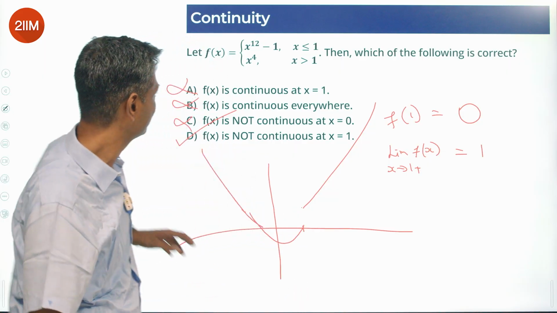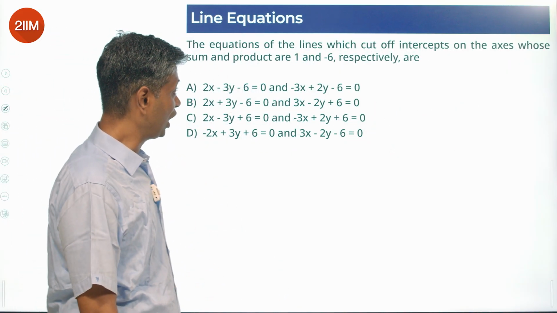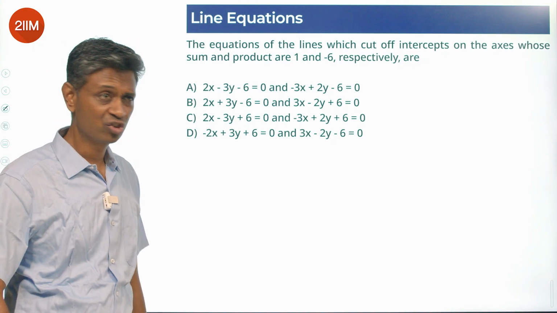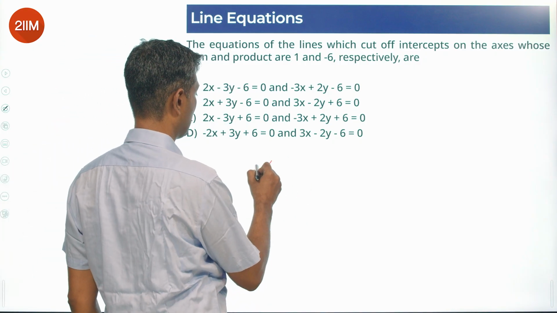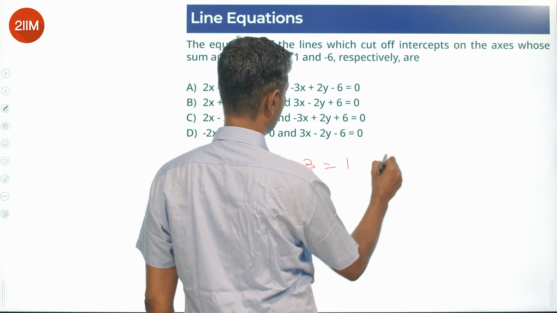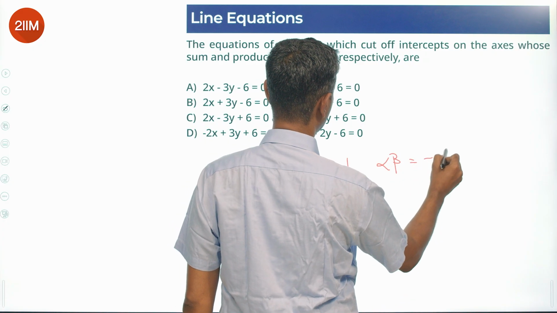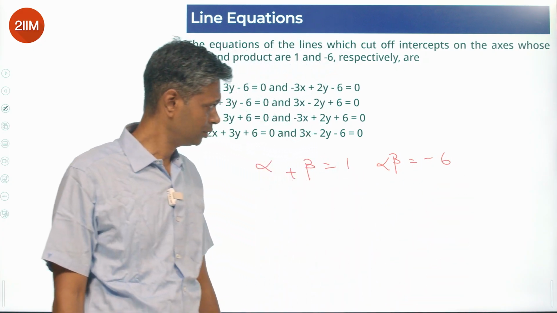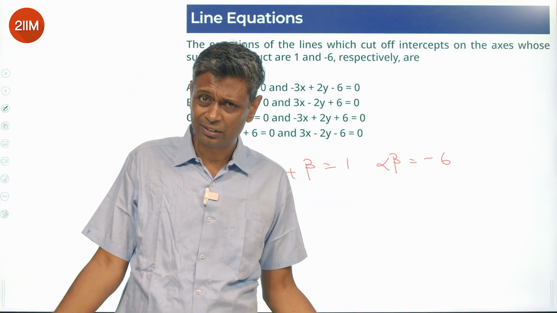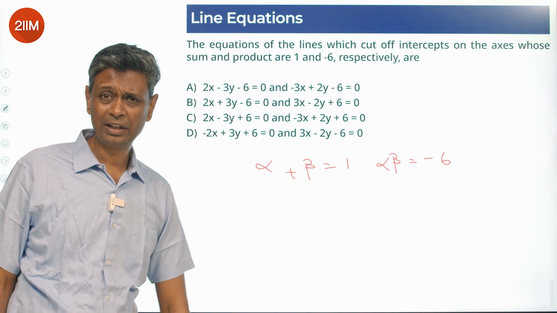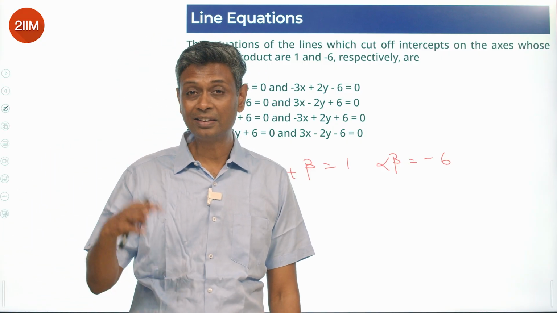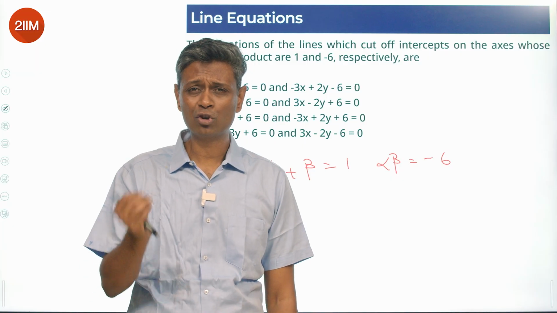That's what we want. The equations are of the lines which cut off intercepts on the axes whose sum and product are 1 and minus 6 respectively. Intercepts alpha and beta. Alpha plus beta is equal to 1, alpha beta equal to minus 6. So it is 3 and minus 2. Either alpha is 3 and beta is minus 2, or beta is 3 and alpha is minus 2. Intercepts are either 3 and minus 2 or minus 2 and 3.